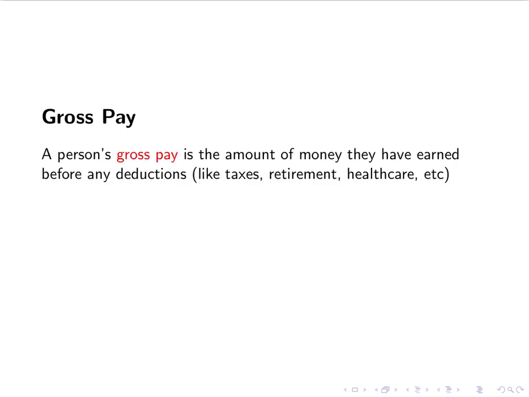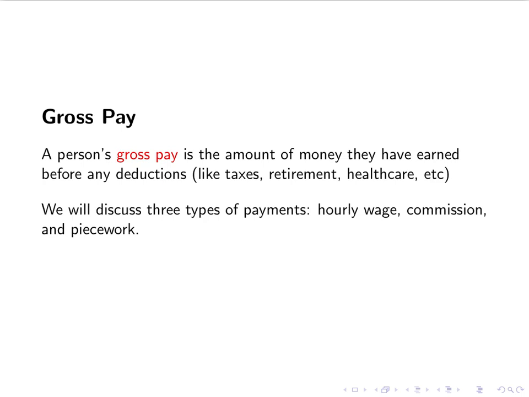Hello everyone. Today we're going to look at gross pay. A person's gross pay is the amount of money they've earned before any deductions like taxes, retirement, healthcare, etc. We'll discuss three different types of payments: hourly wage, commission, and piecework.